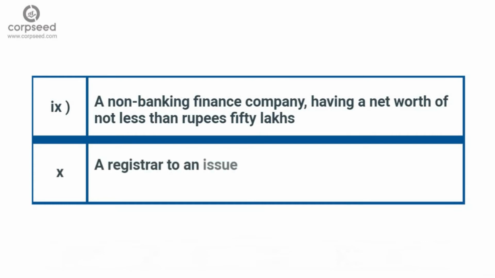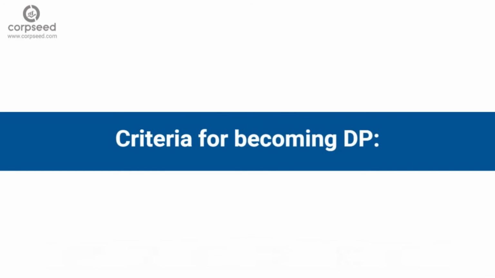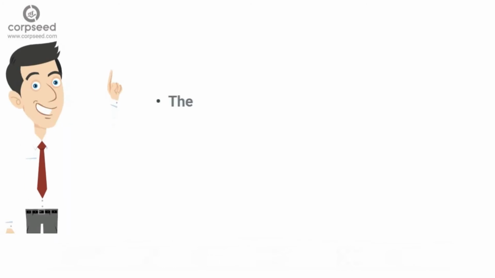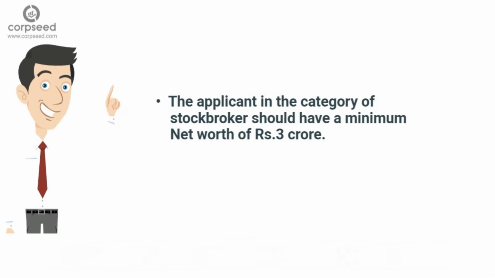A registrar to an issue or share transfer agent who has a minimum net worth of Rs 10 crores and who has been granted a certificate of registration by the board under subsection 1 of Section 12 of the Act. Criteria for becoming DP. The applicant in the category of stockbroker should have a minimum net worth of 3 crore. In case of non-banking finance company, NBFC, and a registrar to an issue or share transfer agent, minimum net worth as specified in the SEBI regulations will apply.